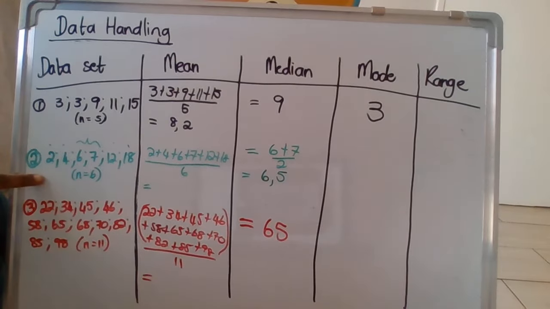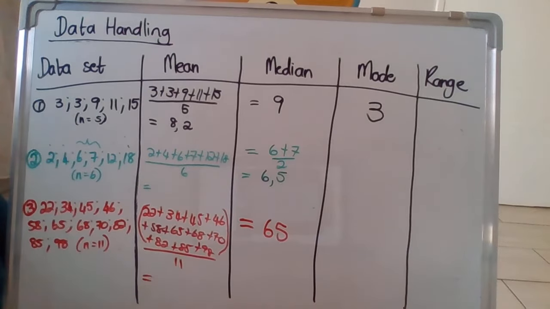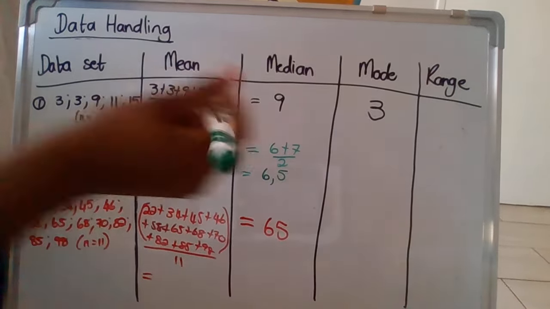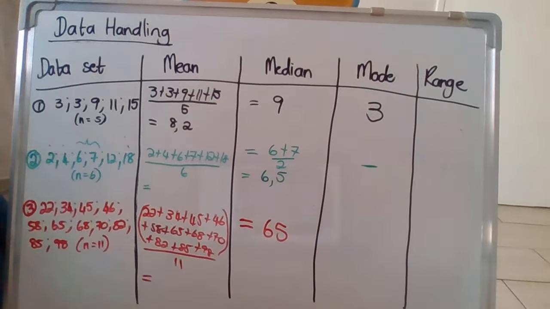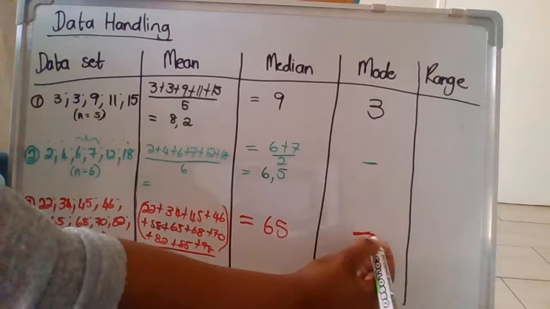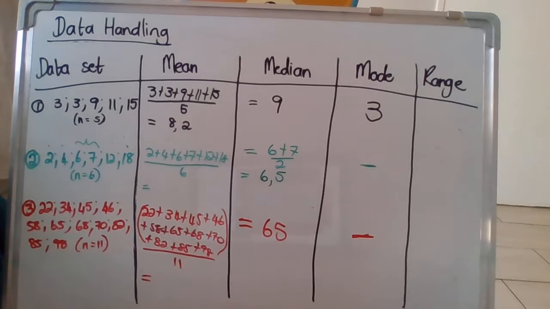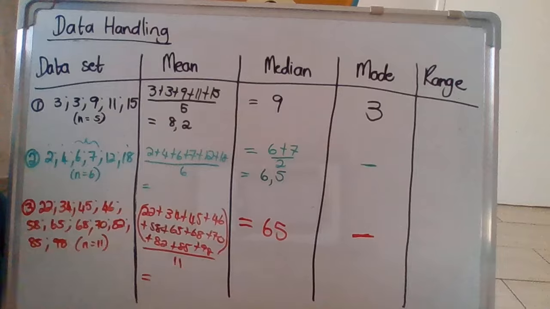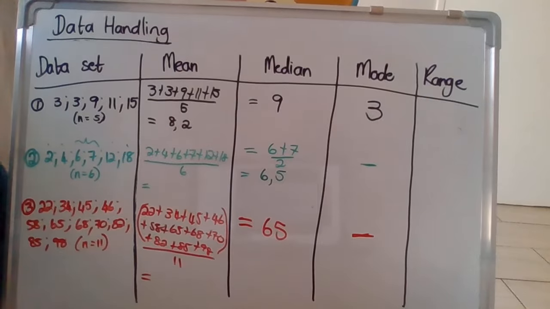If you look at number 2 here, are there any numbers that are being repeated? No, there aren't. So there isn't a mode in that data set. If we look at the last one, number 3, is there a number that's being repeated the most? There isn't one. So here there's also no mode. These 3 values, the mean, the median, and the mode, we use to measure the central tendency of the data set. Then we move on to what we call measures of dispersion.